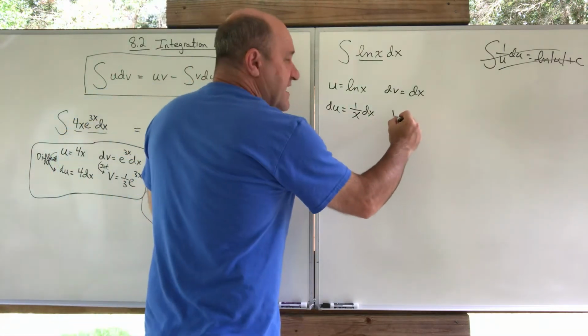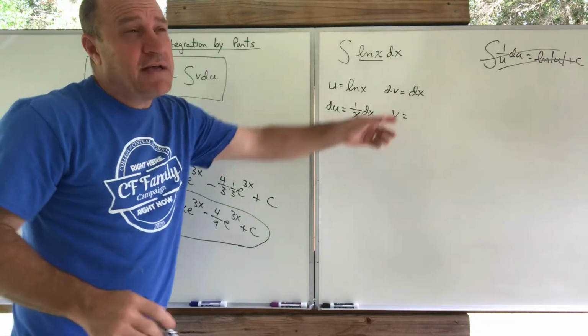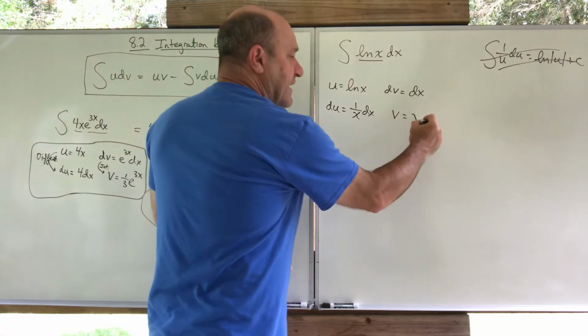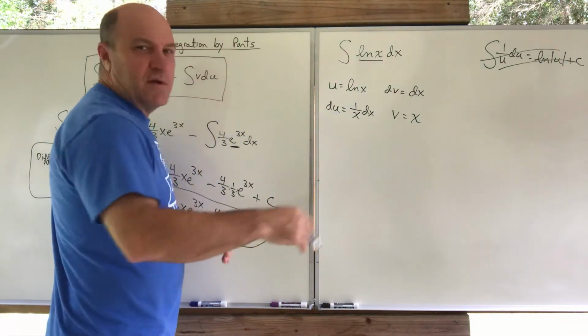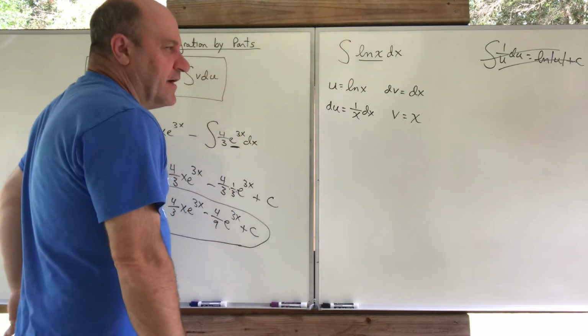And you find v by doing a little mini integral here. You're integrating a 1 dx. When you integrate a 1, you get an x. Plus c, but you don't put the plus c here. All right, well, there it is.